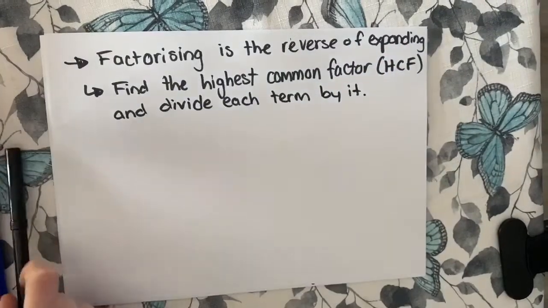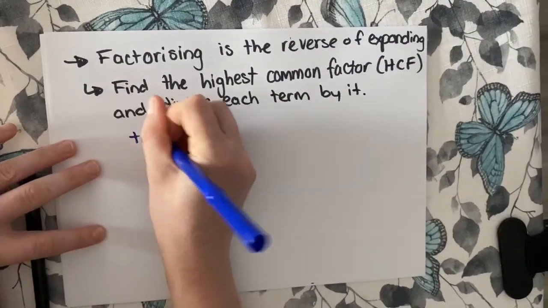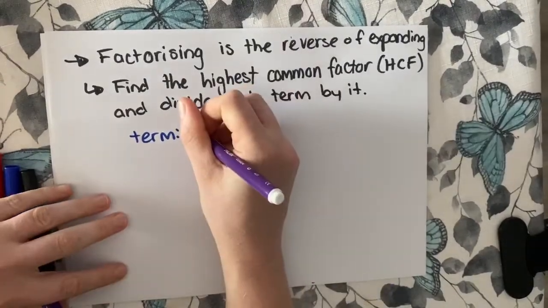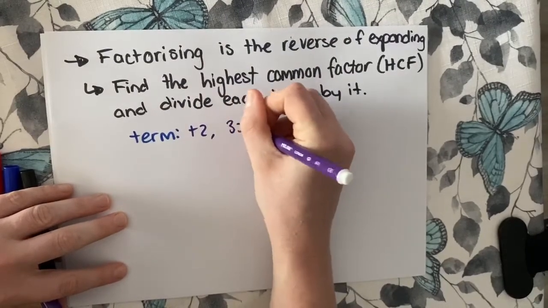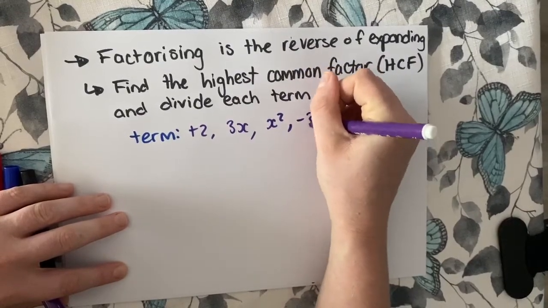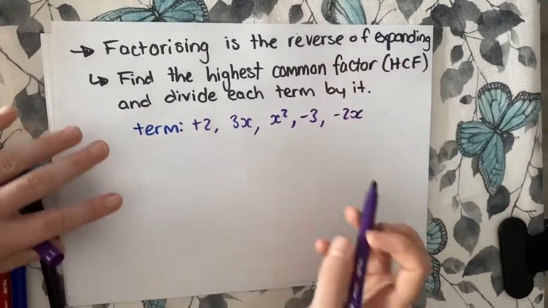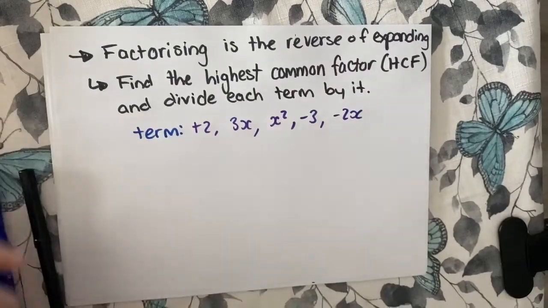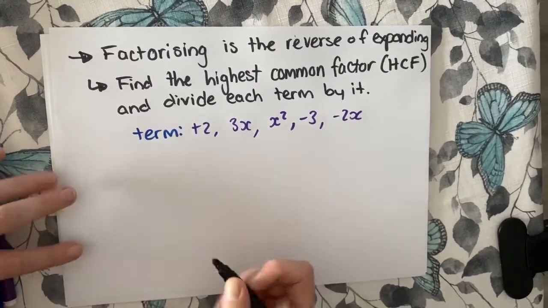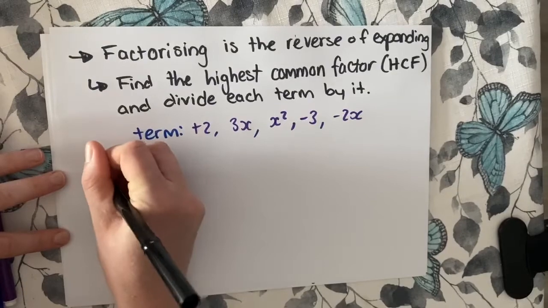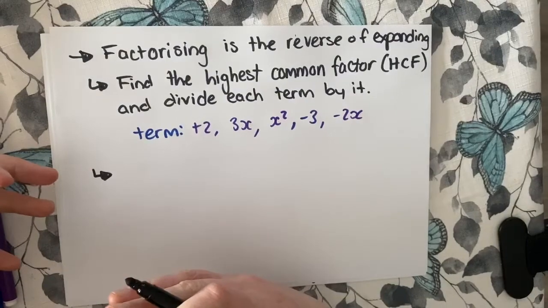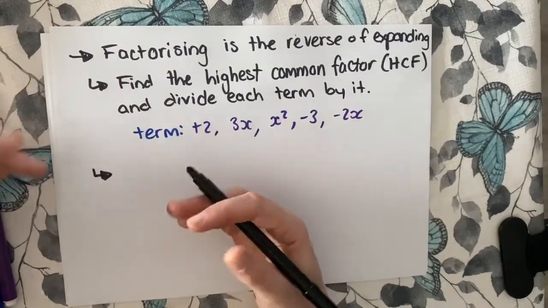So just remember, a term can be anything like plus 2, could be 3x, x squared, minus 3, minus 2x, anything like that. And it's an individual part of the expression that we're dealing with. So when we do it, we're going to end up with our highest common factor outside our brackets, and then our divided terms inside the brackets.